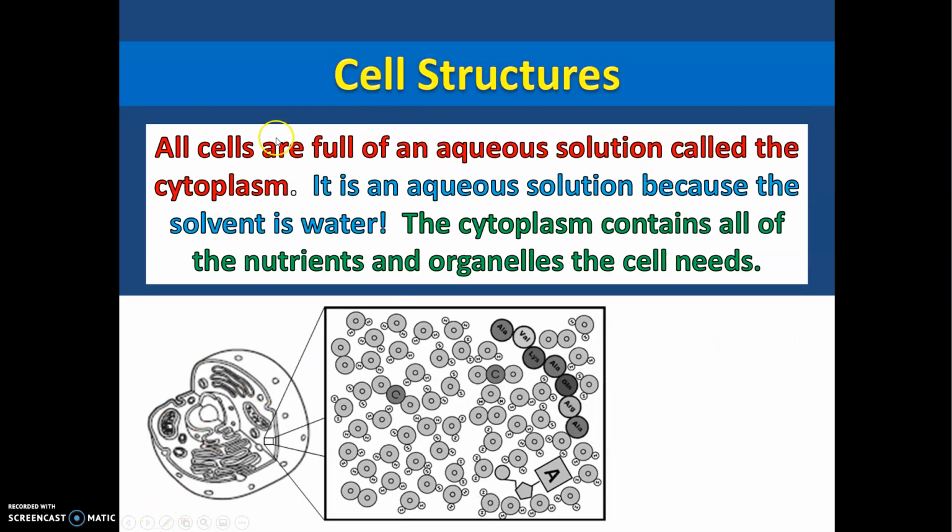All cells also have to be full of an aqueous solution called the cytoplasm. So the cytoplasm is aqueous because it contains water, or the solvent is water. And it contains all the nutrients and organelles that the cell needs. So it's basically like the goo of the cell, the stuff inside the cell. And a cell must have that.